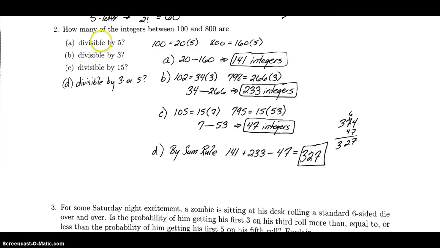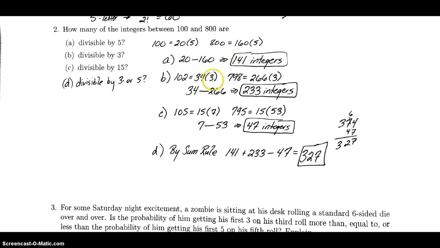Okay, and I tried to kind of set up the answer here with A, B, and C. D is kind of the one that you really couldn't get on your own. Oh, you could, but it would be much more challenging. A, so how many are divisible by 5? Well, I just factor 5 out of both of those numbers to figure out that I'm really going from 20 to 160 and counting every integer in there. So I have my formula, 160 minus 20 plus 1.